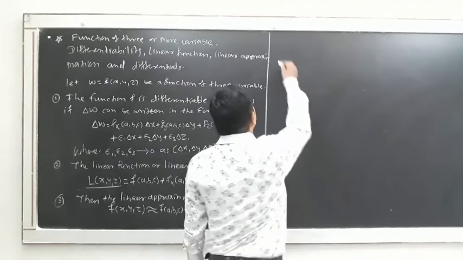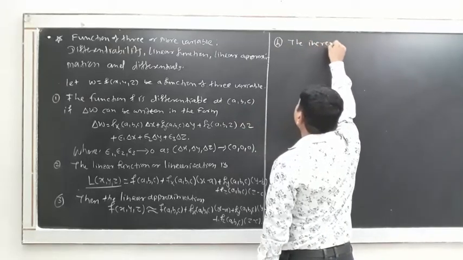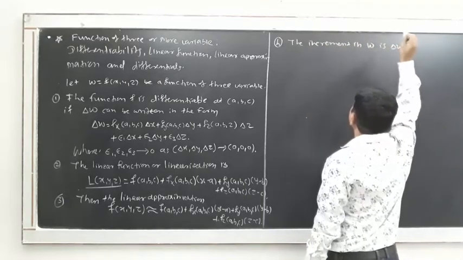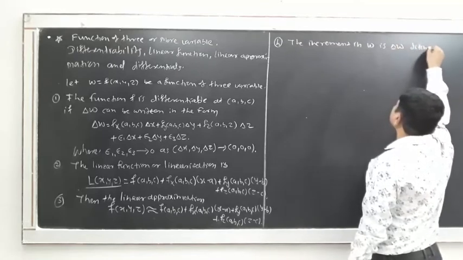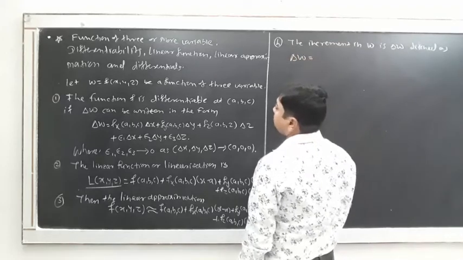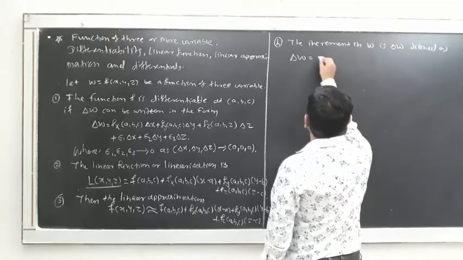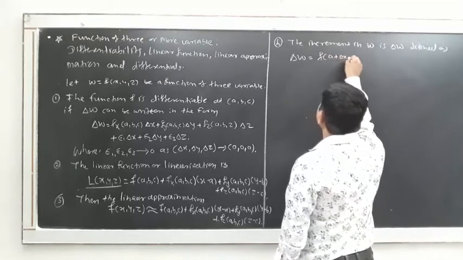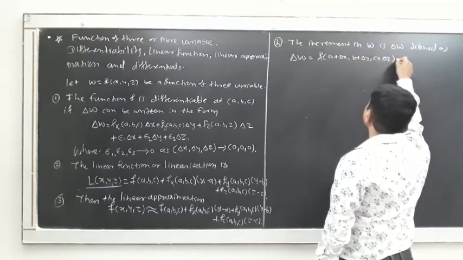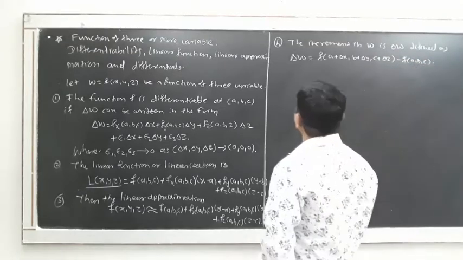Then we write the fourth definition. The increment in w is delta w, defined as delta w equals f of a plus delta x, b plus delta y, c plus delta z, minus f of a, b, c. This is the increment in w.